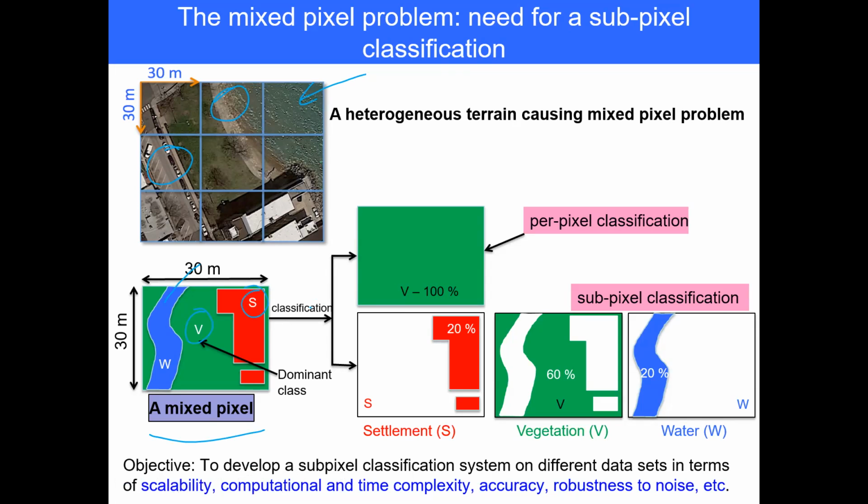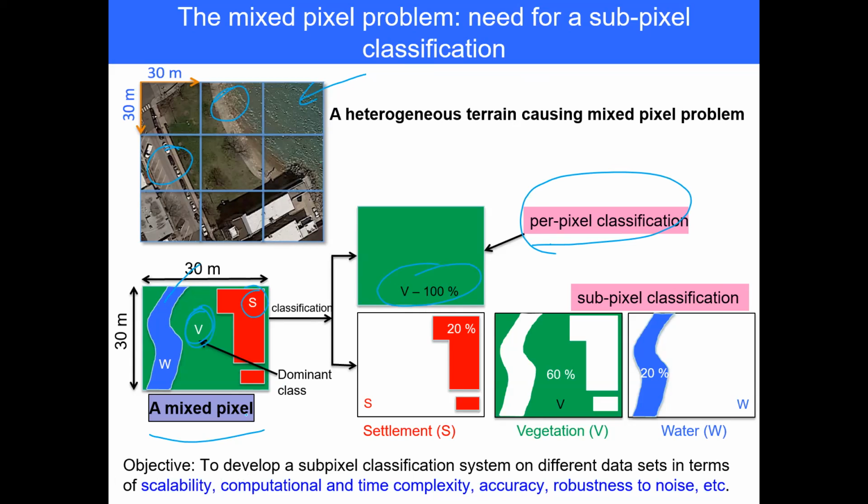I'm talking about a single pixel, which is the basic element of an image. It cannot be broken further. Traditional machine learning algorithms, for example SVM, random forest, etc., assign one single class to the pixel through per-pixel classification. More often, this class will be the one which is dominant in that pixel. As you can see, vegetation is dominant, so vegetation has been assigned to this particular pixel.